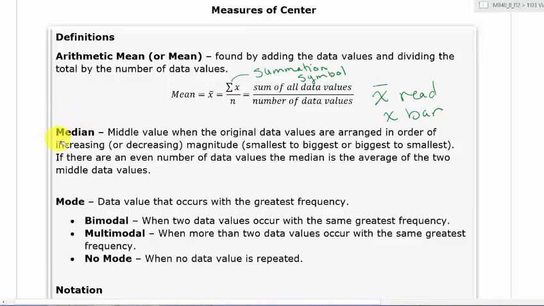The next one is called the median, and this is basically just the middle value once you have them ordered from the smallest to the largest.